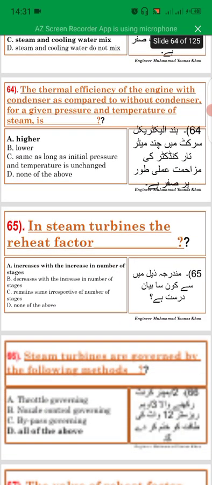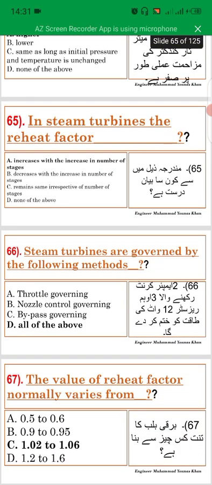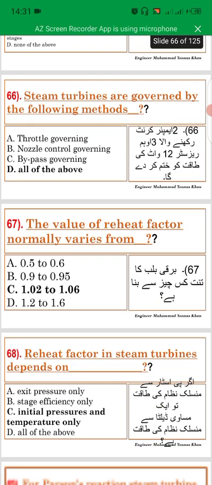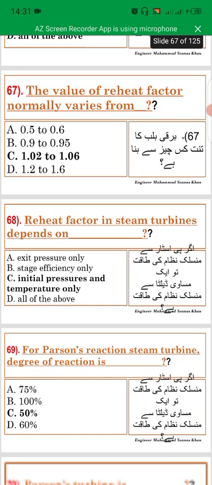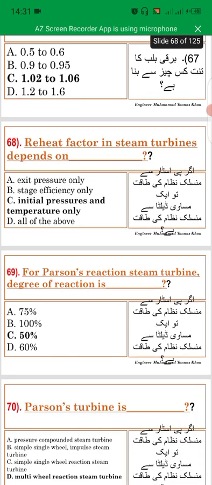The thermal efficiency of the engine with condenser as compared to without condenser for a given pressure and temperature of steam is higher. In steam turbines, the reheat factor increases with increase in number of stages. Steam turbines are governed by the following methods: throttle governing, nozzle control governing, bypass governing. The value of reheat factor normally varies from 1.02 to 1.06.